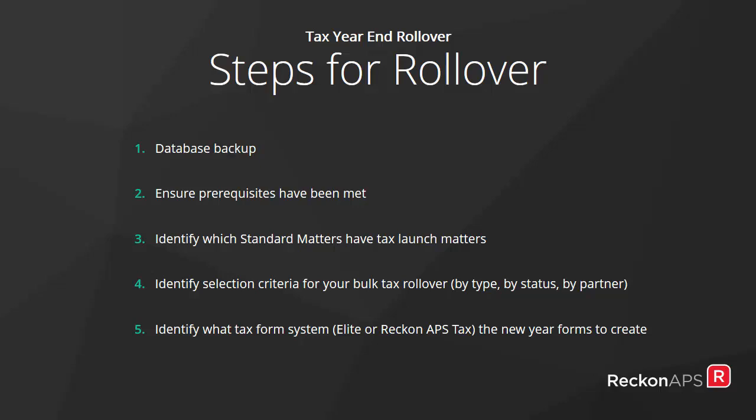Number 4. Identify your selection criteria for your bulk rollover. Some practices have different processes for different departments or partners and may have different timing requirements. So check in with your tax champions to ensure you understand your tax team's requirements. Number 5. Ensure you know what tax system your forms will be created in. There are two choices, Elite or Reckon APS Tax.